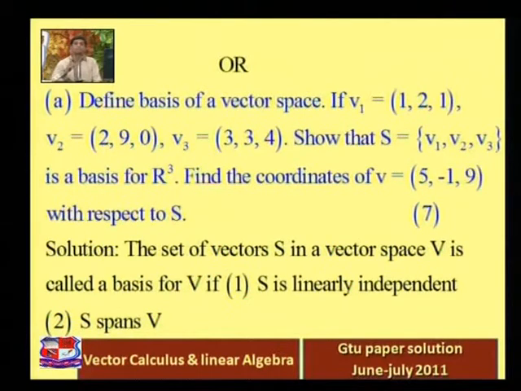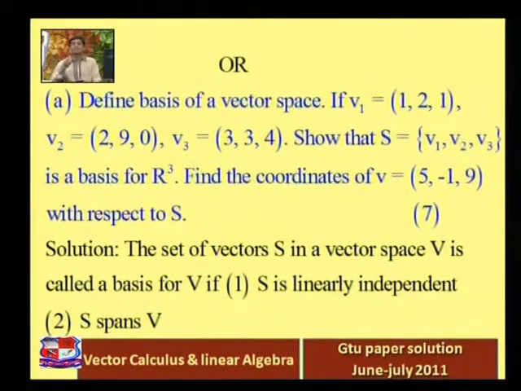I again repeat, if dimension of V is equal to n and the set S contains exactly n vectors of vector space V, then if you want to prove that S is a basis for vector space V, you only need to prove one condition. Either you prove S is linearly independent or you prove S spans V. The other condition is automatically satisfied, and that's why we can prove that the given set is a basis for a vector space V. That important theorem we will use here.